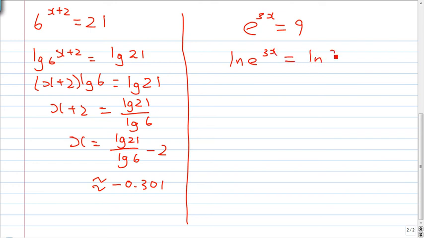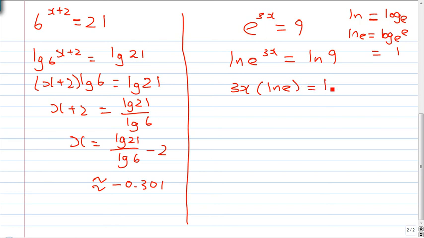So 3x ln e equals ln 9. Now remember, ln is actually log base e. So ln e is actually log base e of e, and this will give you 1. So ln e will give you 1. So let me just write 3x times ln e equals ln 9. Okay, 3x equals ln 9. x equals ln 9 over 3. x is therefore approximately equal to 0.732.